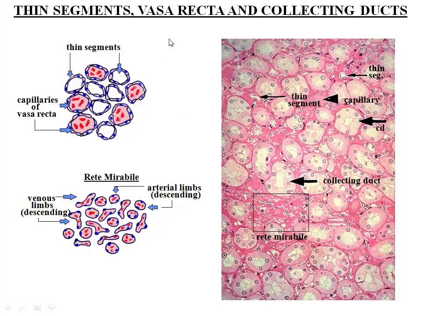Okay, so the vasa recta structure. Here, a lot of blood vessels. You see a network of many blood vessels. That way you can say that this is a vasa recta, the blood vessel portions around the loop of Henle.